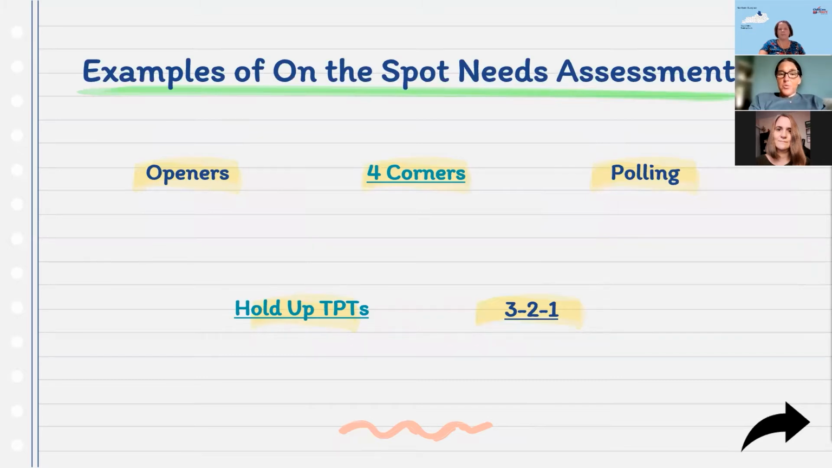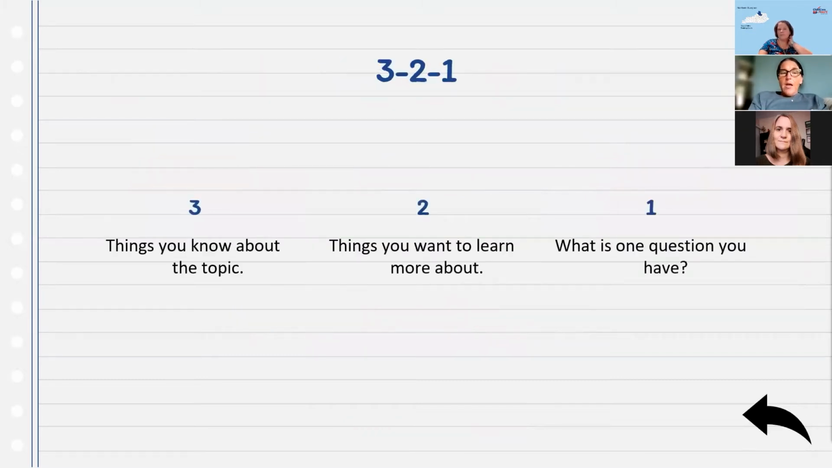Okay, then the last one is 3, 2, 1. This is where you're going to ask them 3 things that they already know about the topic. Then you're going to ask them 2 things that they want to learn more about the topic that you're training on, and have them ask 1 question that they have about that topic. You can use this to actually even come back to at the end to follow up and make sure that their question was answered.